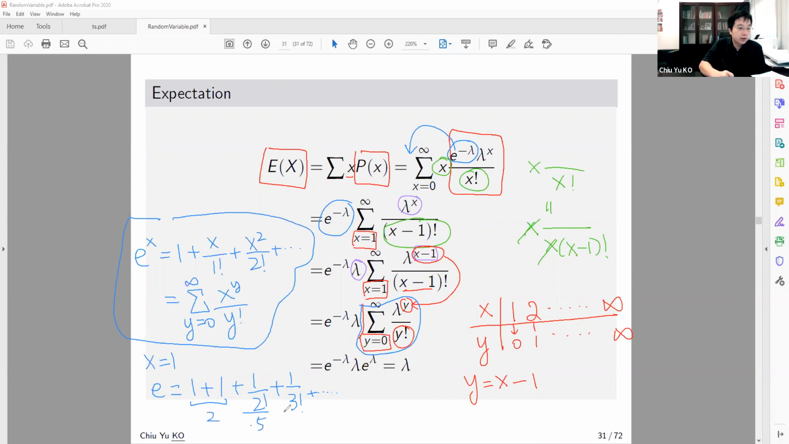This is 0.5, and so on and so forth. So this is 1, 1.5, then 3 factorial is 6, so 0.17, and so on. 4 factorial, then it's getting smaller and smaller. So how can I change x from 0 to 1? Because 0 times this term is 0, so it doesn't really matter; it can start from 1.